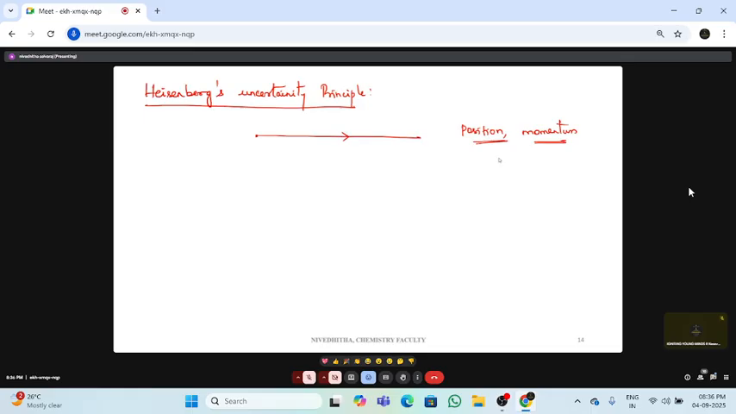And what is the mathematical expression for that? Position is represented with the term x and momentum is p. Okay, and what is the mathematical expression? Uncertainty in position into uncertainty in momentum is greater than or equal to h by 4 pi. Very good. That's it. And also, we cannot measure energy and time simultaneously. So, based on these two parameters, we can write Heisenberg's uncertainty principle as uncertainty in energy into uncertainty in time, which is greater than or equal to h by 4 pi. This is also right. Okay.